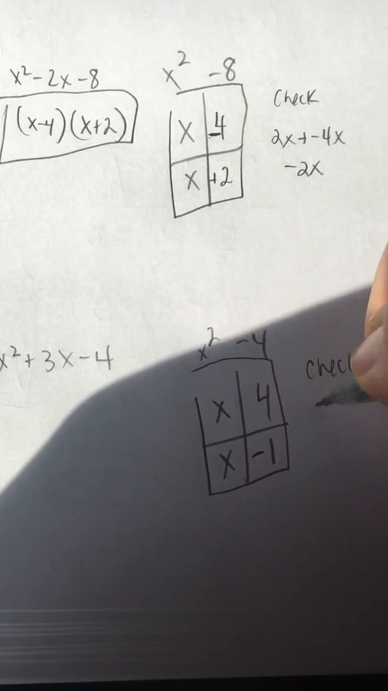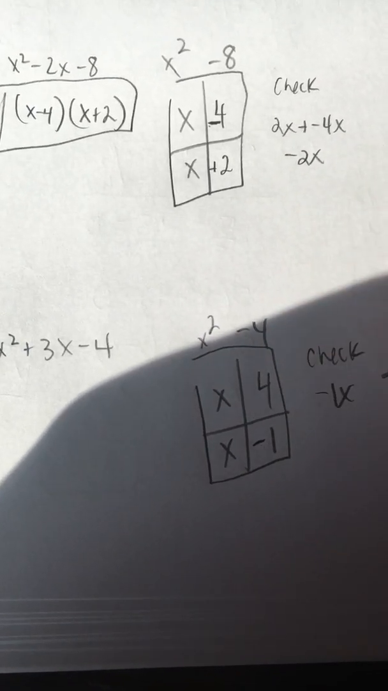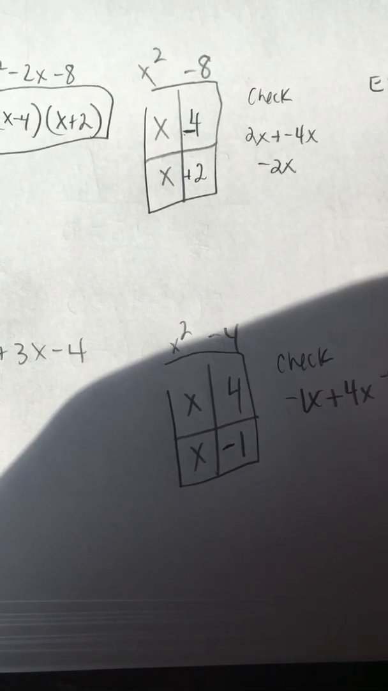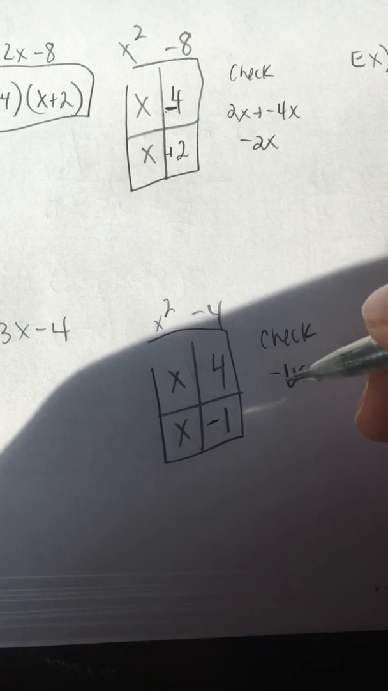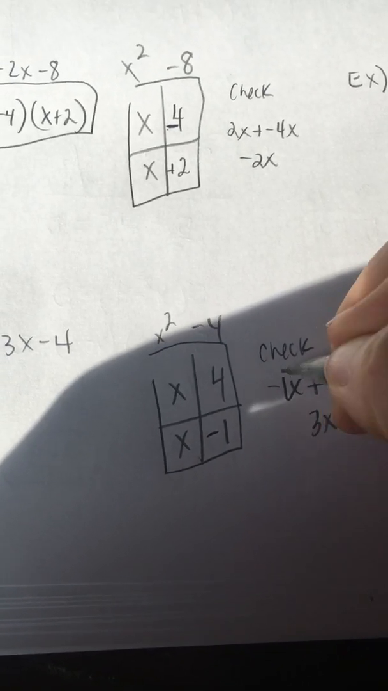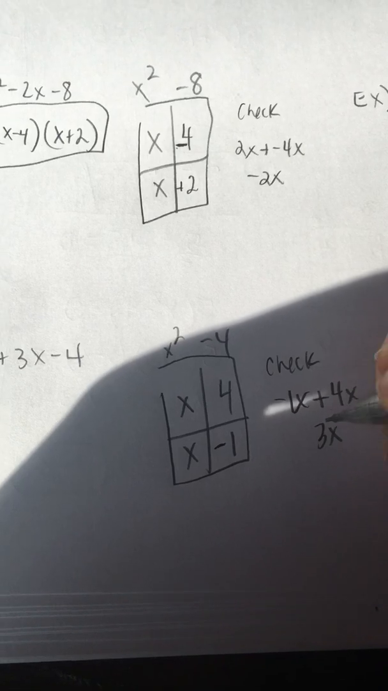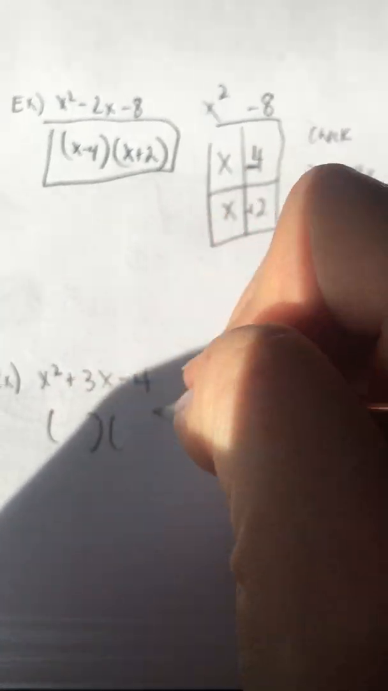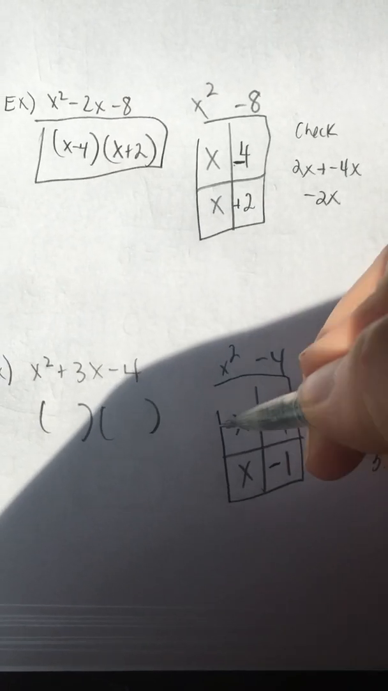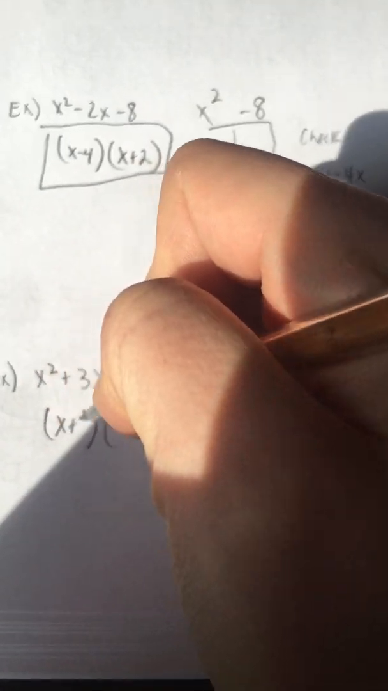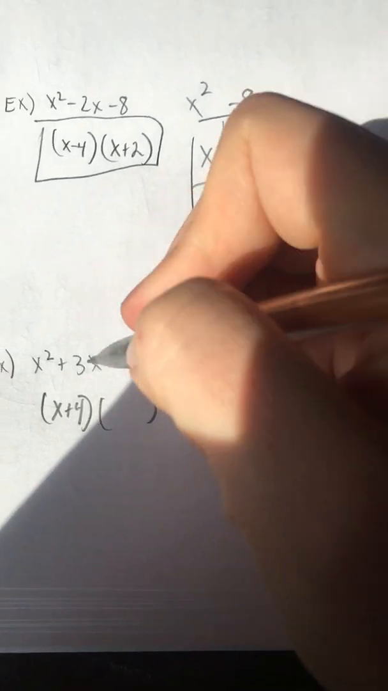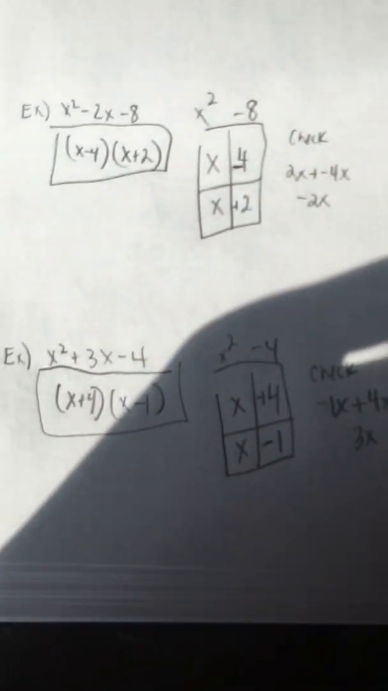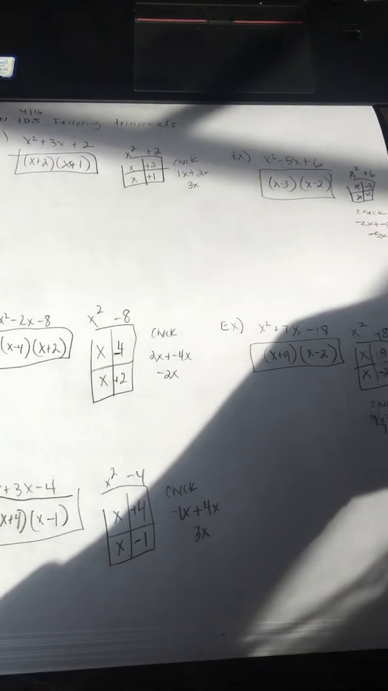This diagonal, negative 1x. This diagonal, 4x. Add those together. We're really not adding because they have different signs. We subtract and keep the sign of the bigger. 4 minus 1 is 3. Sign of the bigger, positive 3x. Matches our middle term. We are ready for our factors. X plus 4 and x minus 1. Factors, done with the problem, done with your class notes for today.